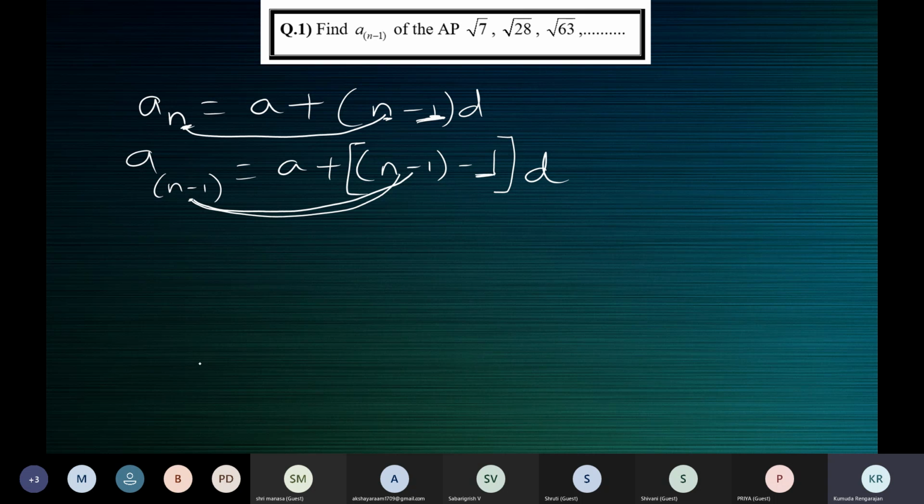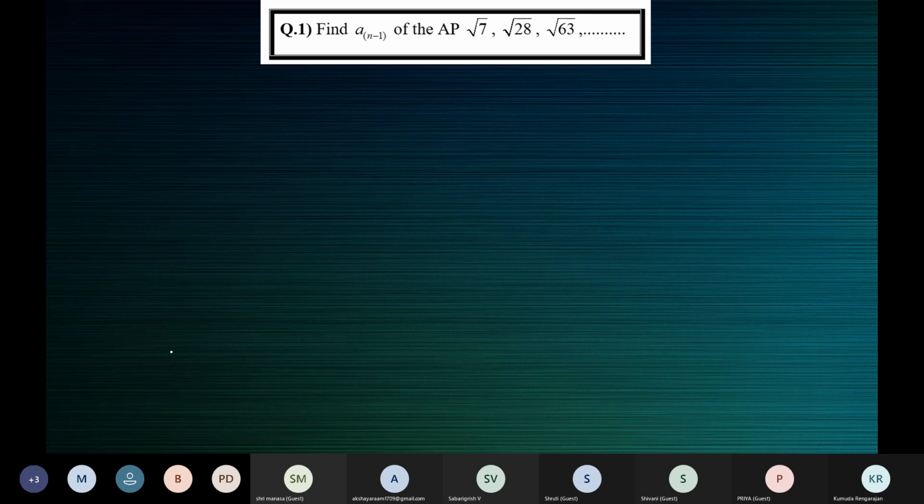Now you know the first term, you can find the common difference and hence find the n minus 1th term. Please work.